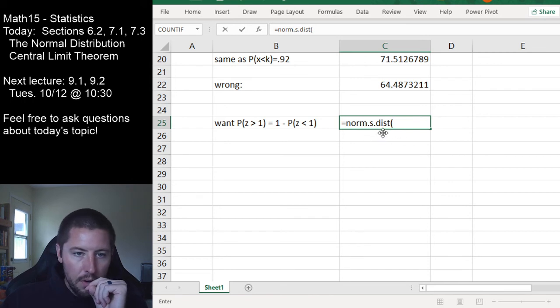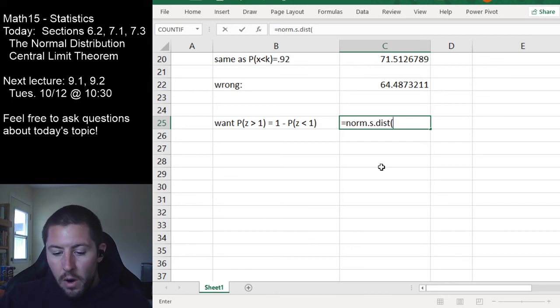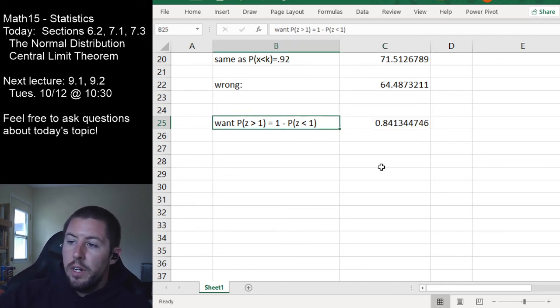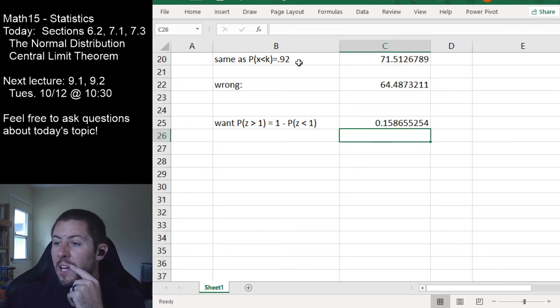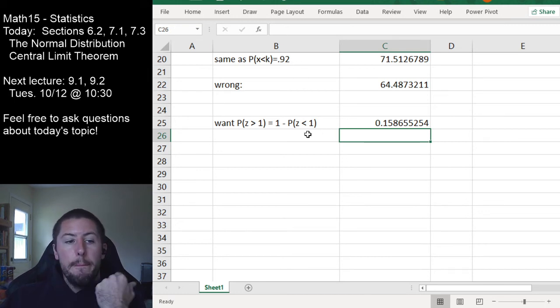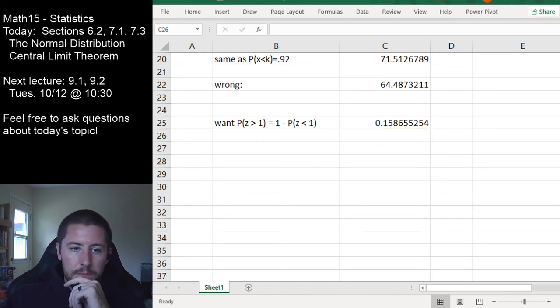All it's asking me for here, and once again there's a little helper window that just popped up that I'm hovering over, is z and cumulative. My z-score here is 1. Cumulative is always going to be true. And I just realized I forgot to do my 1 minus right here, so I need to stick that in. This is telling me the probability of being more than 1 standard deviation above normal is 0.1587 if I'm rounding. 0.1587 is my answer here.